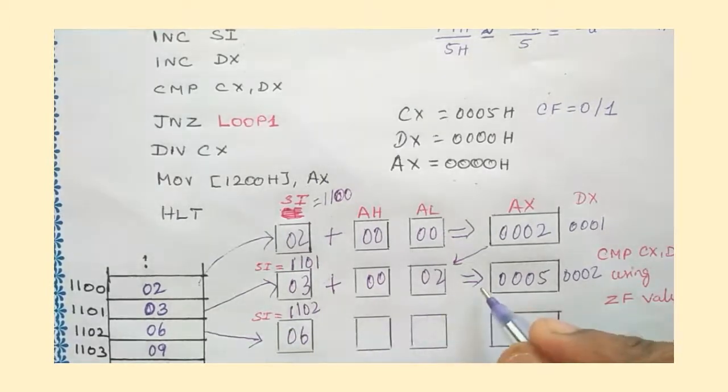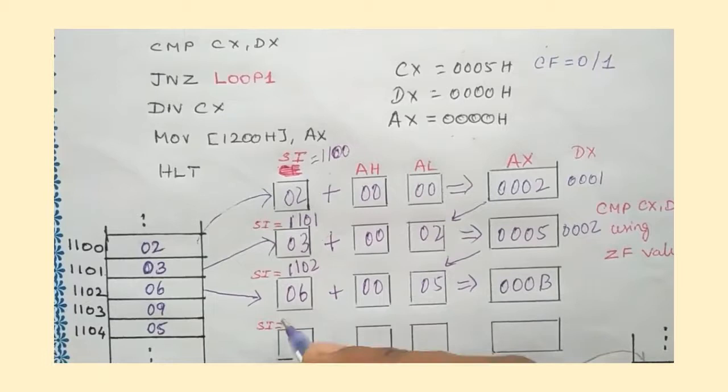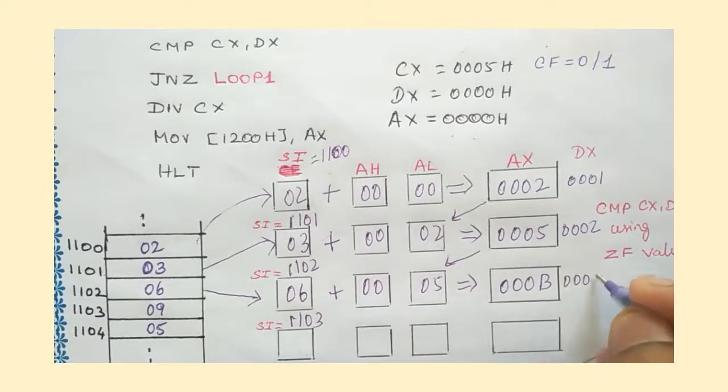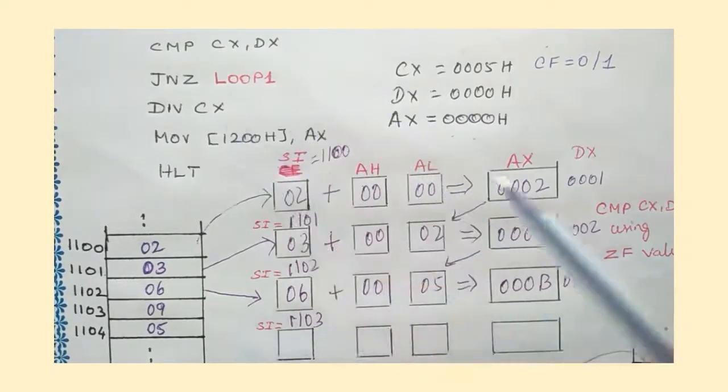The previous value of AX is nothing but 0005. So I have to add these two things. The hexadecimal value of 6 plus 5 is nothing but 000B. After that, I have to increment the SI register value. So SI register now becomes 1103. Similarly, DX will be incremented as 0003. Now we compare CX with the DX. So this is also not true. That means the zero flag does not set. So the loop again continues.